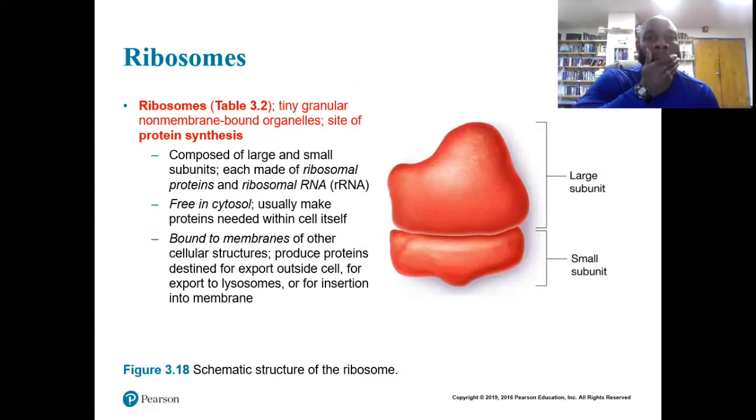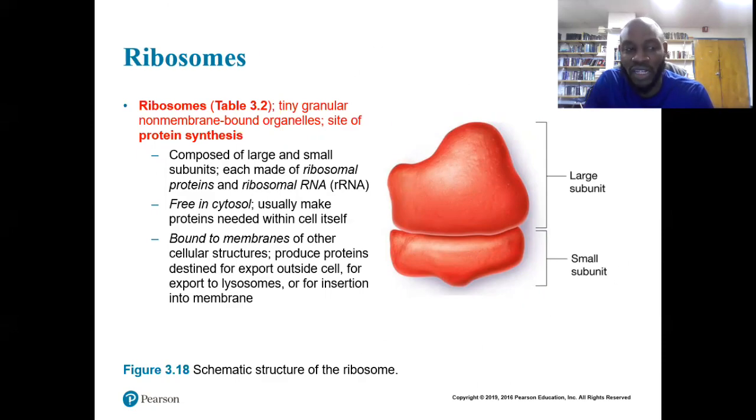Ribosomes, tiny, granular, non-membrane bound organelles. So non-membrane bound. And this is, as I've mentioned before, the site of protein synthesis. And we're going to talk about this in a lot of detail when we talk about protein synthesis, RNA, and DNA. A ribosome is composed of large and small subunits, each made of ribosomal proteins and ribosomal RNA. They float freely in the cytosol.